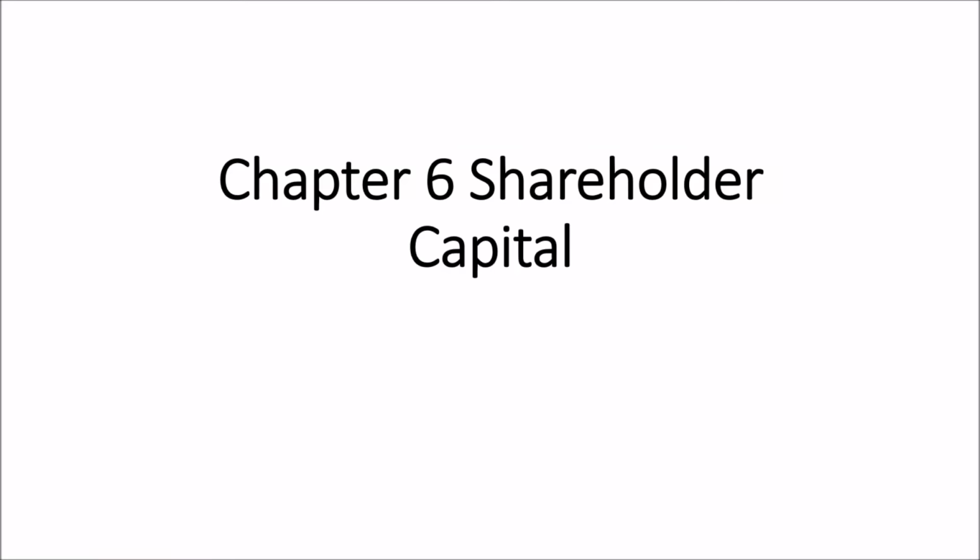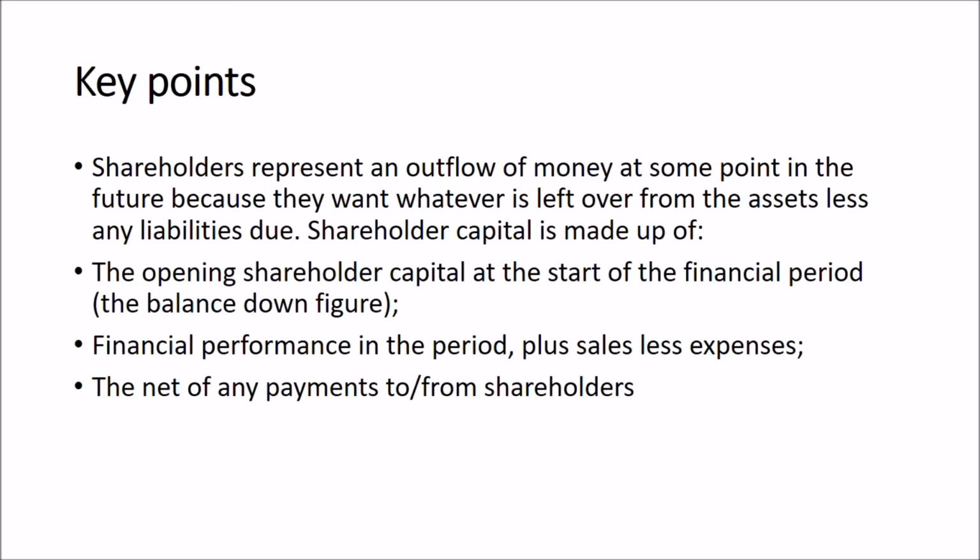Chapter 6. Shareholder Capital. The key points in this chapter are: shareholders represent an outflow of money at some point in the future because they want whatever is left over from the assets less any liabilities due. Shareholder capital is made up of the opening shareholder capital at the start of the financial period, the balance down figure, financial performance in the period, plus sales less expenses, and the net of any payments to or from shareholders.